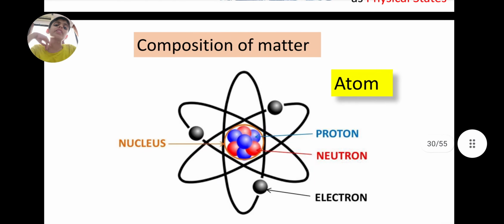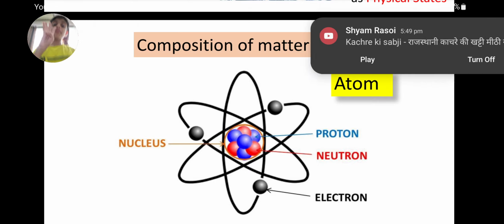Composition of matter. Now, in the composition of matter, there are atoms and molecules. All matter is made up of small particles called atoms. You may refer to Google, but after the video, we will be answering some questions. It might be the top 4 questions.